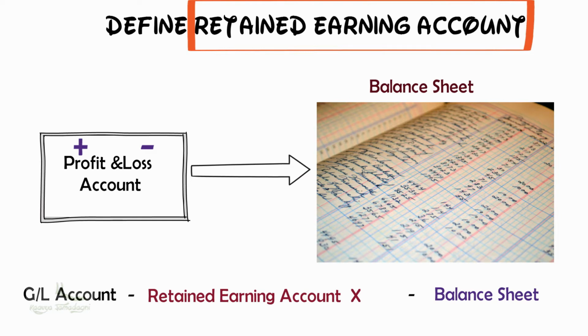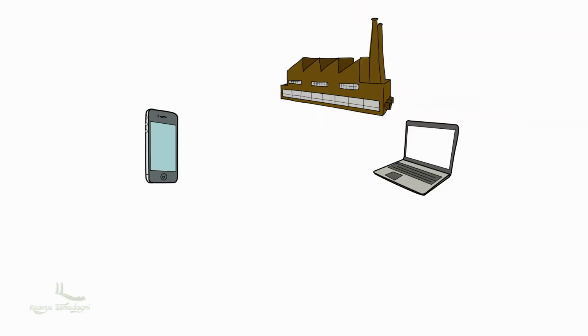There is one more important concept under this retained earning account. Let's say the company or the business sells two products. Say one is mobile and another is laptop. If I want to generate separate profit and loss accounts for individual products for reporting purpose, then I will have to maintain multiple retained earning accounts. Correct, right?